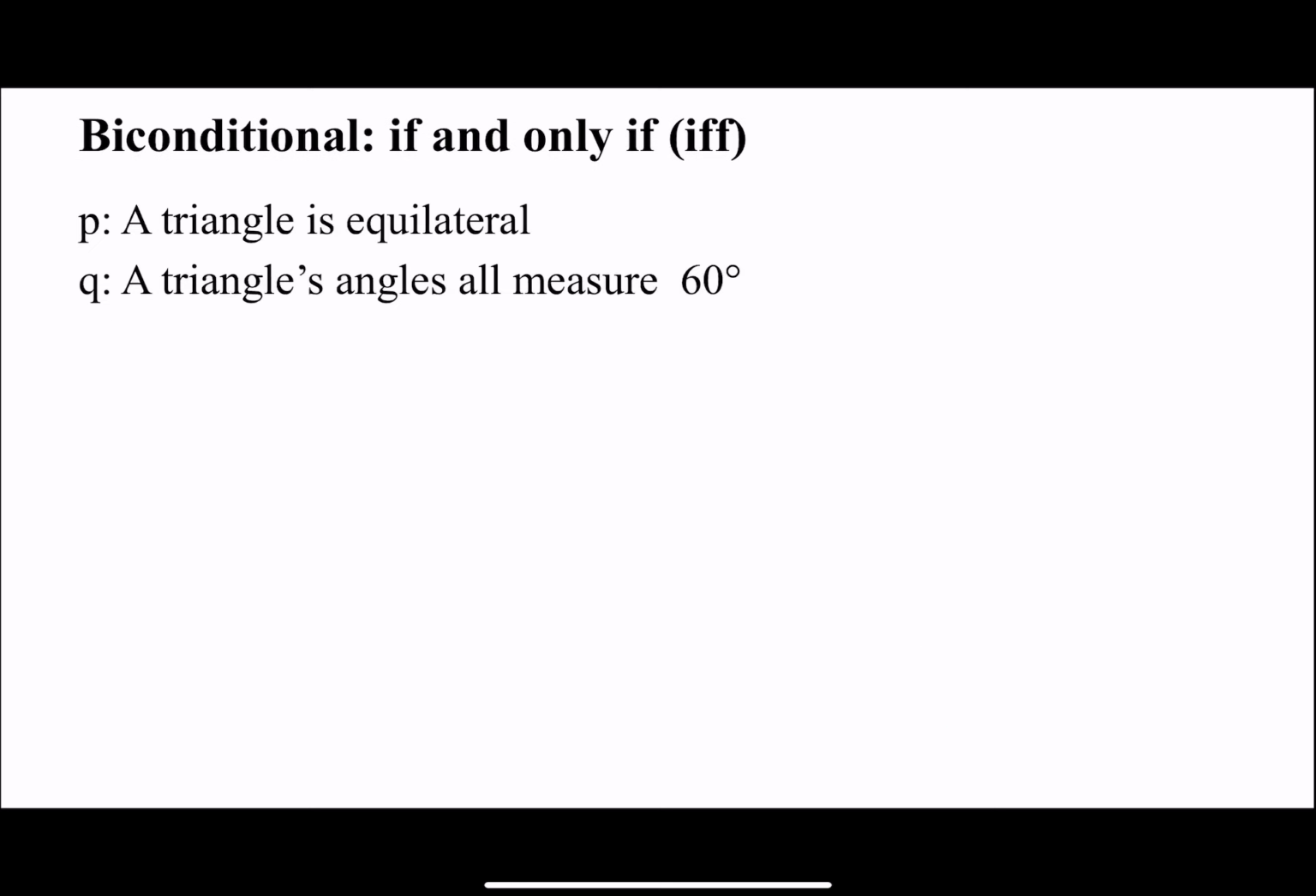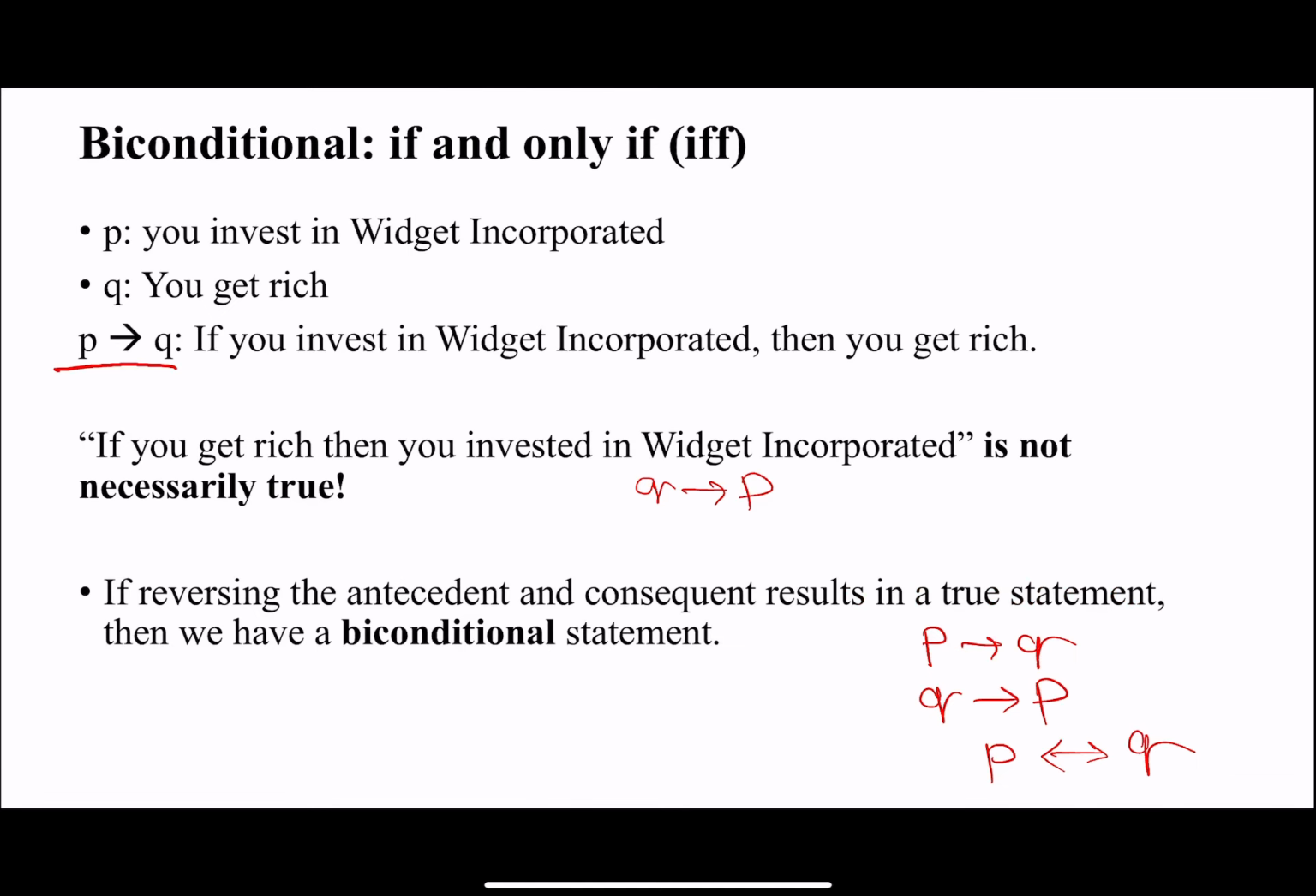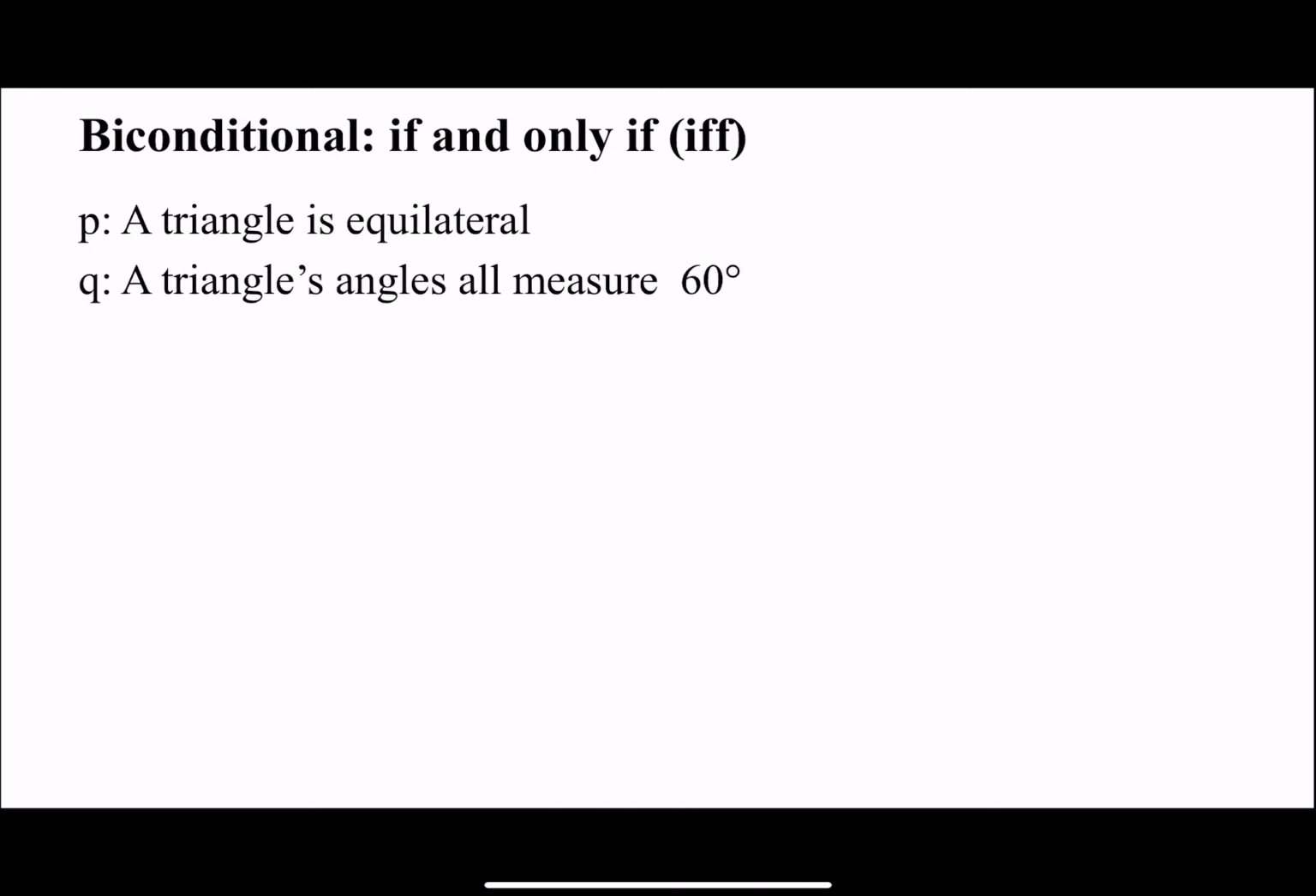Here's the statement that we use. Here's the symbol that we use. P if and only if Q. If and only if. Here we go. So, biconditional. Let me give you one example where if P then Q is true and if Q then P is also true.